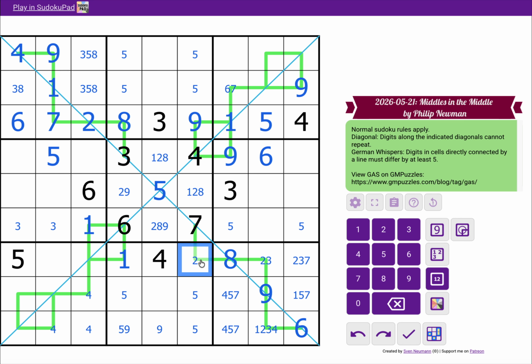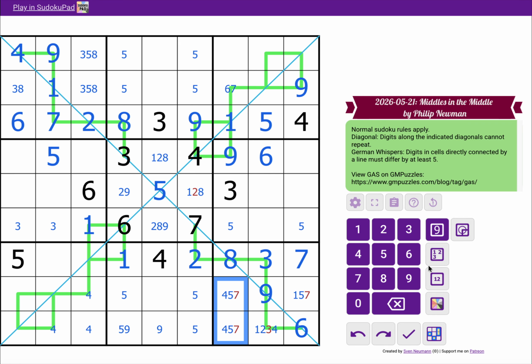I haven't marked 3s here, but is there a reason there couldn't be a 3 here? No, any of these could be 3s. Well, no, because it wouldn't be close enough. Now there's only 1 number here, so this is just a 2. That makes this a 3. That makes this a 7.